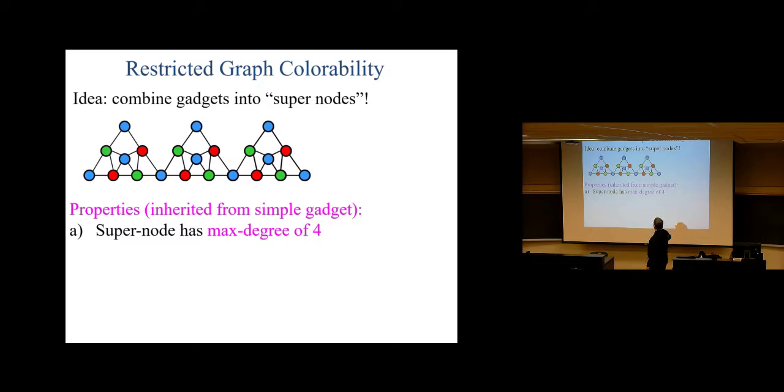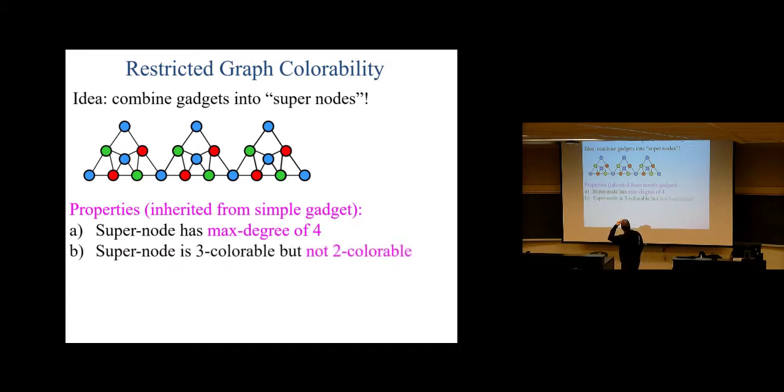But it has a max degree of 4. How do we know we can count the degrees? It's nowhere greater than 4. They're connected by the edges, and each gadget has the edge degree. They're at a corner of 2, so 2 connected by the degree of 4. It's 3-colorable, but not 2-colorable.